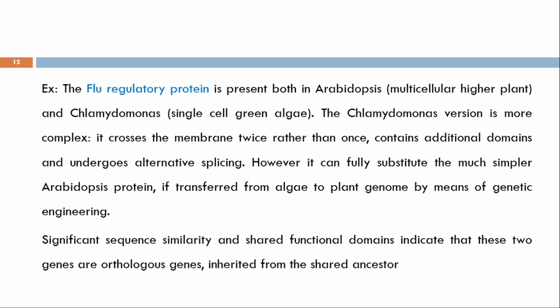But if you see the structure and sequence, and if you analyze the flu regulatory protein of Chlamydomonas, it is very complex and it crosses the membrane twice. However, the Arabidopsis thaliana protein crosses the membrane only once. Along with that, the Chlamydomonas protein has some additional domains, and it undergoes alternative splicing as well.